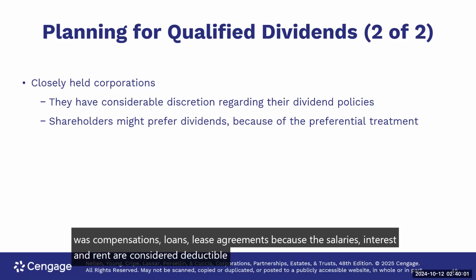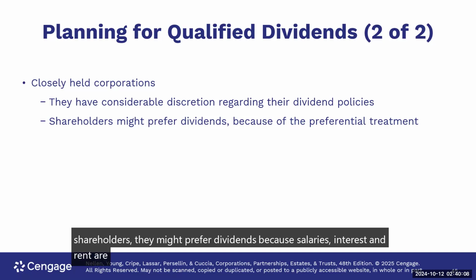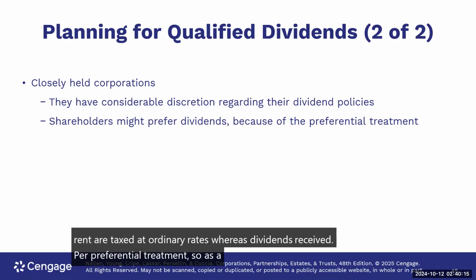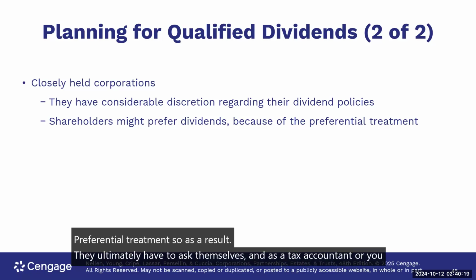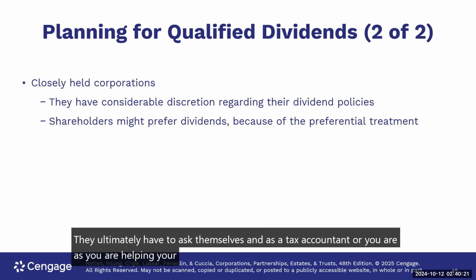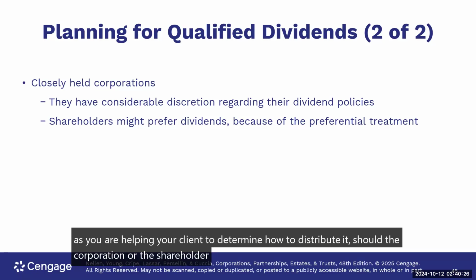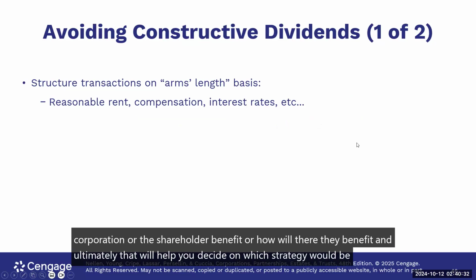However, under current law, shareholders might prefer dividends because salaries, interest, and rent are taxed at ordinary rates, whereas dividends receive preferential treatment. So as a tax accountant helping your client determine how to distribute, you have to ask yourself whether the corporation or the shareholder should benefit, and how they will benefit. Ultimately, that will help you decide which strategy would be best.